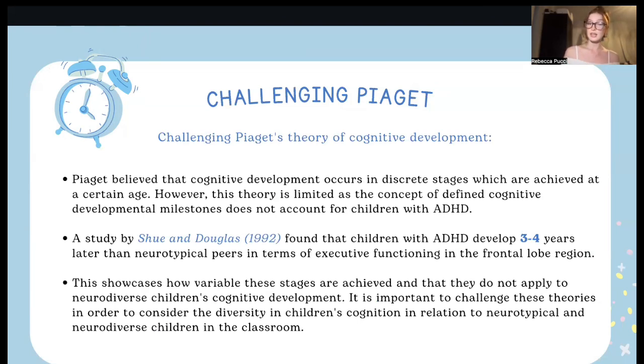We found a study by Shu and Douglas, and they found that children with ADHD develop 3 to 4 years later than neurotypical peers in terms of executive functioning in the frontal lobe region. So this showcases how variable these stages are achieved and that they do not apply to neurodiverse children's cognitive development. It is important to challenge these theories in order to consider the diversity in children's cognition in relation to neurotypical and neurodiverse children in the classroom.